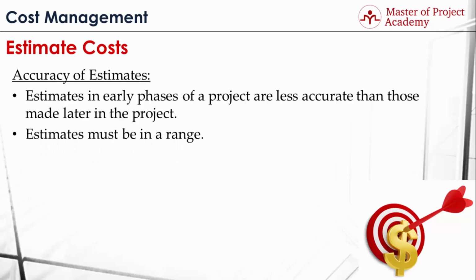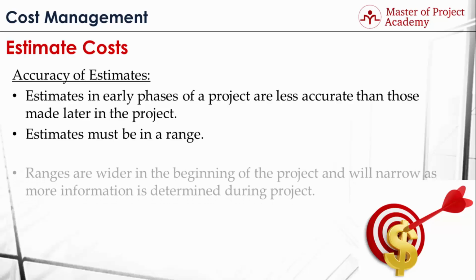Estimates must be in a range in a project. For instance, for a screen development activity in a software project, duration estimate can be 5 days plus or minus 1 day. This means this activity can be completed in 4 to 6 days. Similarly, cost estimation must be in a range as well. Cost estimation for this activity can be $4,000 plus or minus 10%. This means the activity will cost somewhere around $3,600 to $4,400.